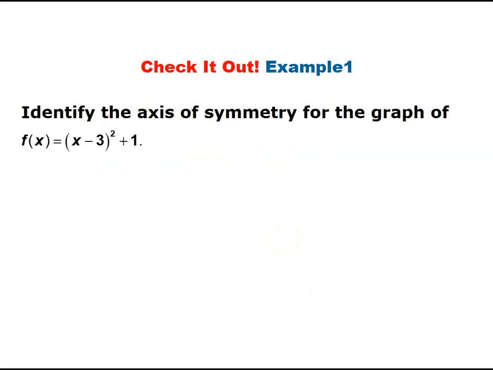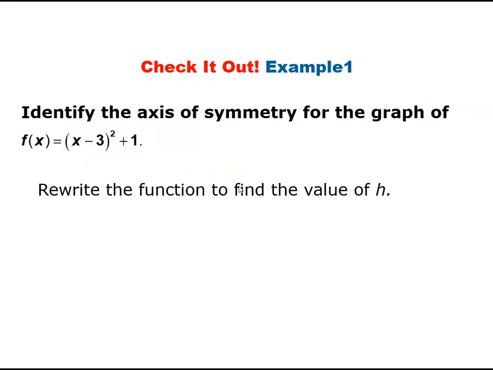Now, identify the axis of symmetry for the graph of f of x equals (x minus 3) squared plus 1. Okay, vertical shifting is plus 1, horizontal shifting is negative 3, which equals positive 3. So therefore, this is now equal to (3, 1).